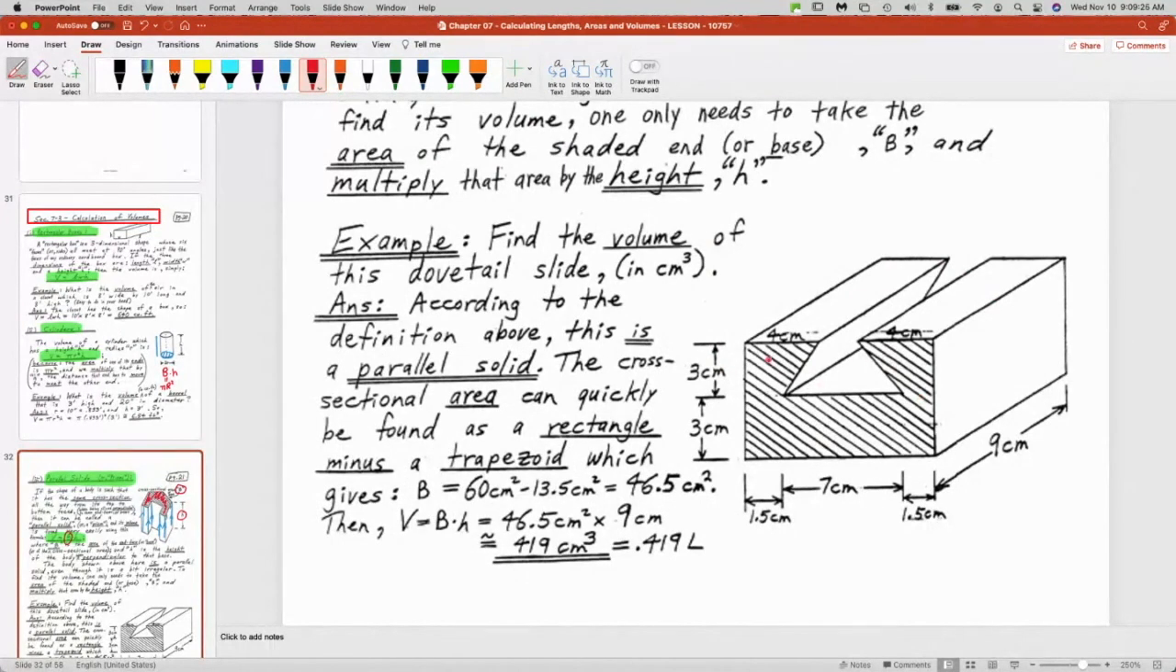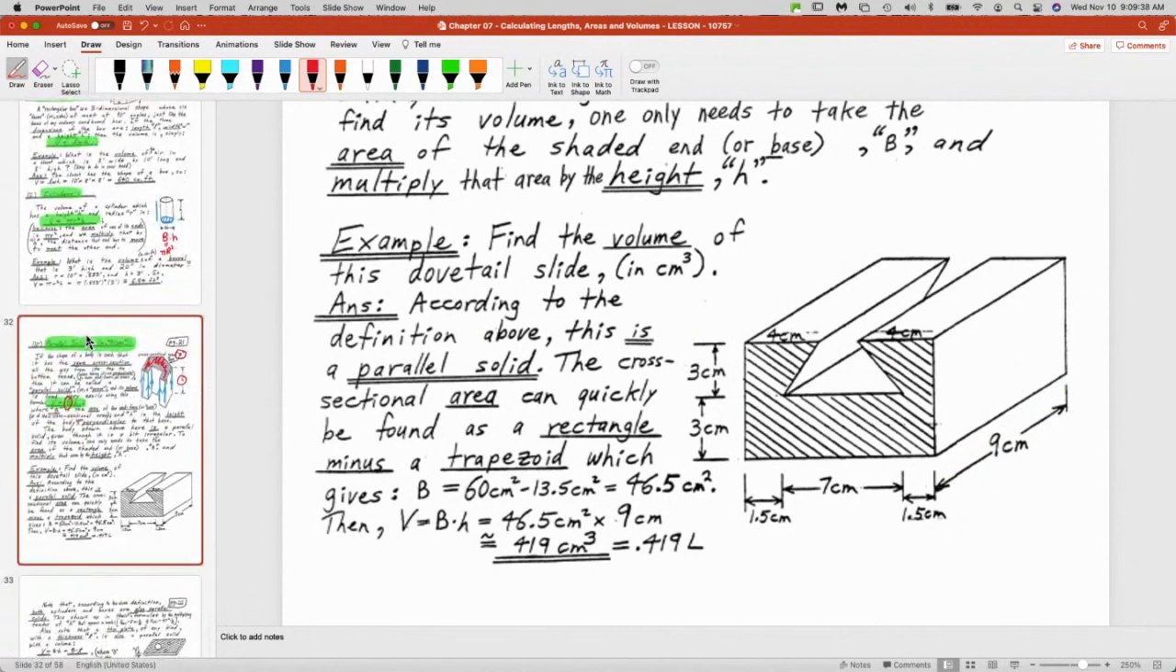what you want to do is just find the cross-sectional area and then multiply it by the height. In this case, the height is represented into the page like a depth. So the word height is used loosely here. It's just all a matter of which perspective you present it in.